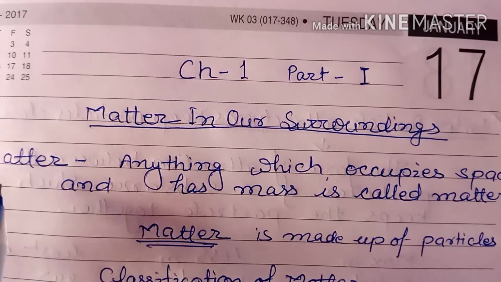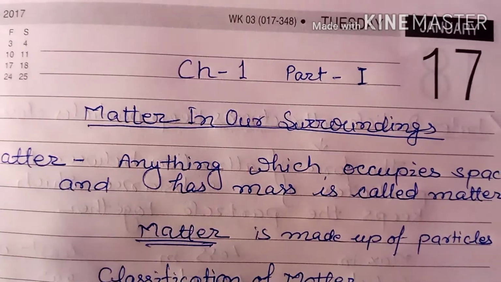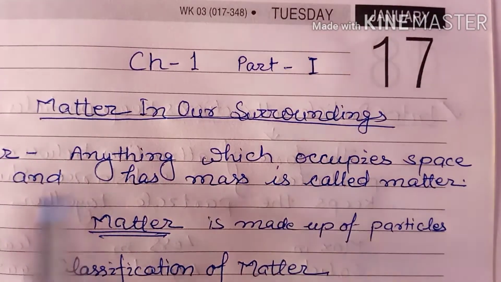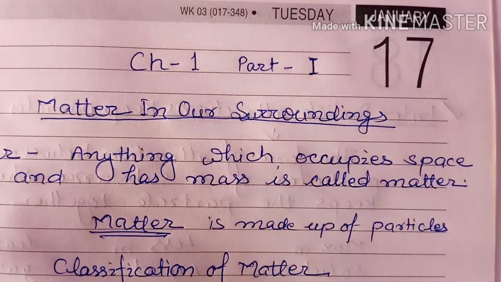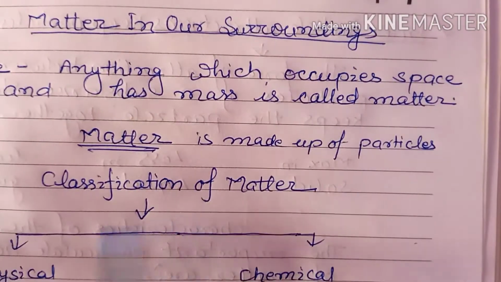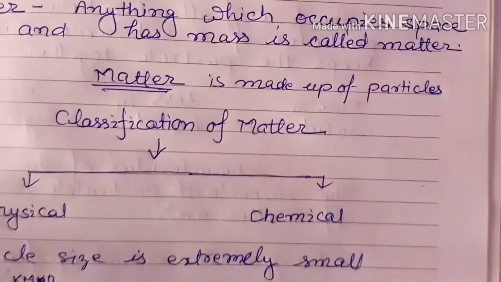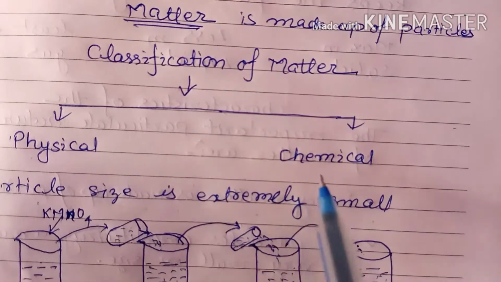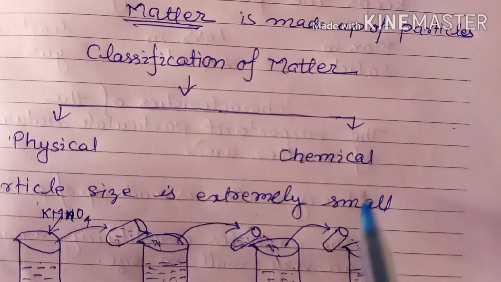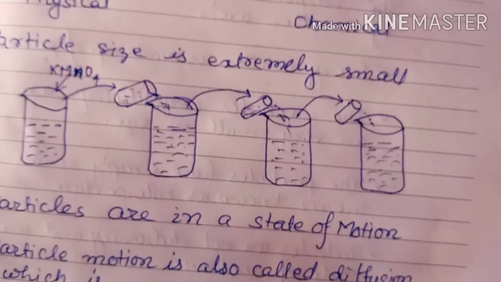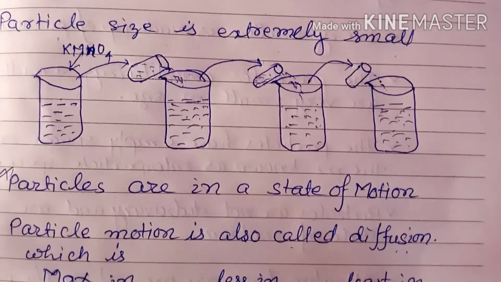So first of all we will discuss matter. What is matter? As you know earlier, anything which occupies space and has mass is called matter. So matter can be classified in two ways. These are physical classification of matter and chemical classification of matter. So first of all we'll discuss this one.